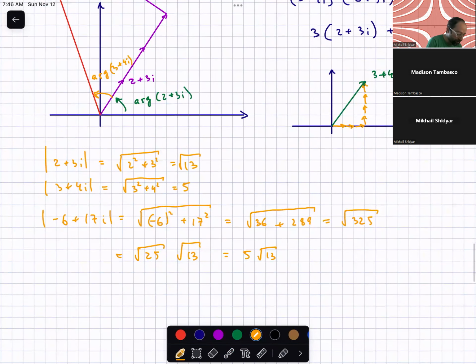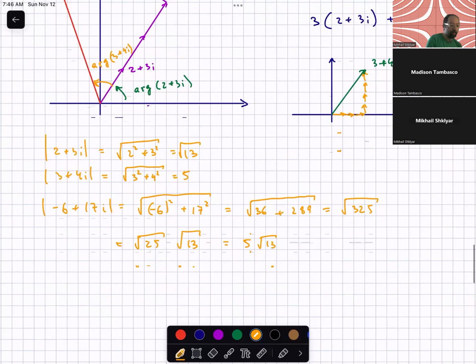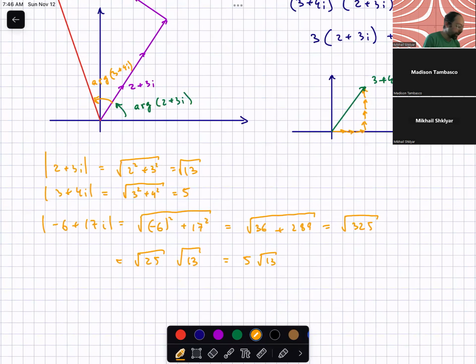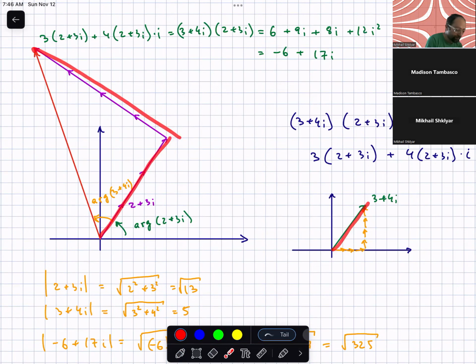So the magnitude of the product is the product of the magnitudes, at least in this case. But actually, it's true in all cases. So I can apply the strategy to any pair of complex numbers, and it's going to work. So this is a visual, kind of like proof, sort of, that when you multiply two complex numbers, the arguments add and the magnitudes multiply.